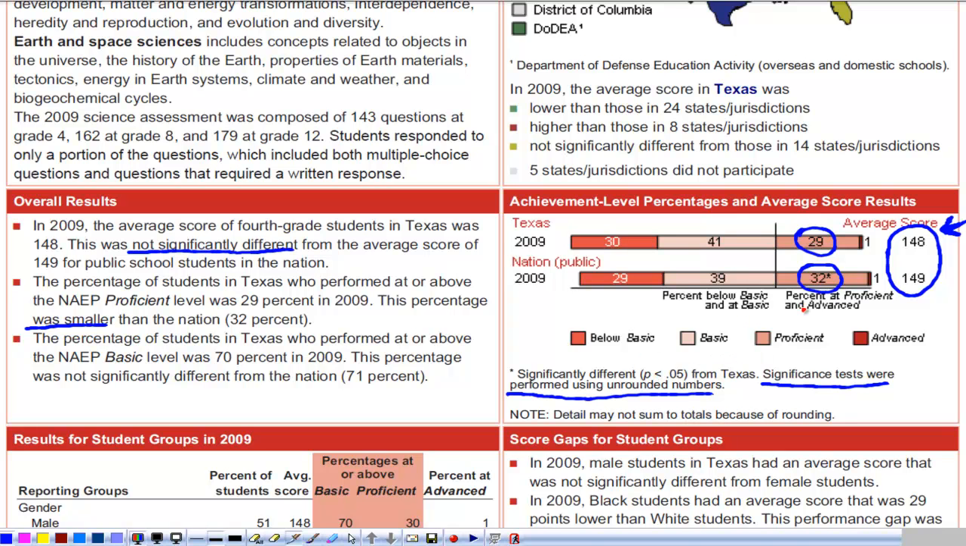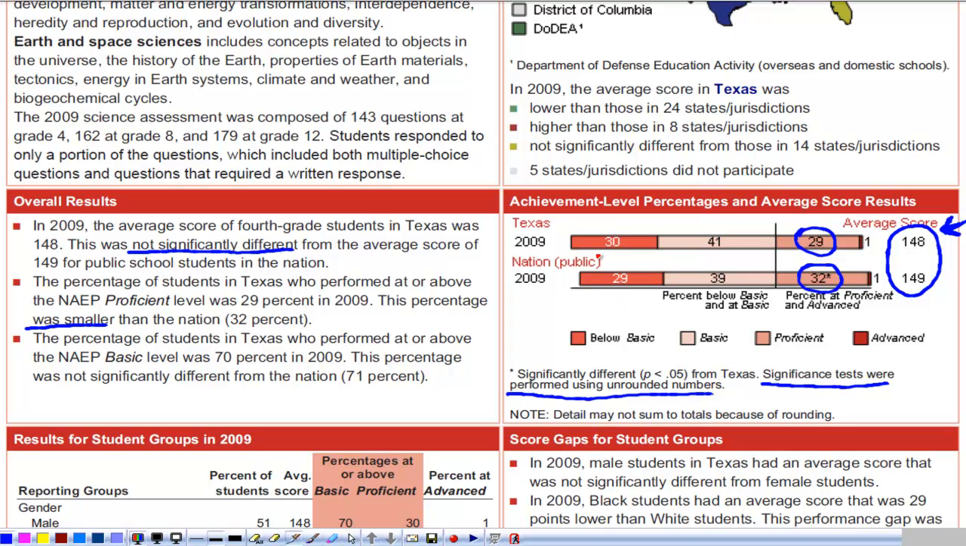But at the proficient level, it seems that there is something structurally about Texas that's producing fewer students that score at the proficient level. Okay, and then the percentage of students in Texas who performed at or above the basic level was 70%, and it's not significantly different from the nation, which is 71%.